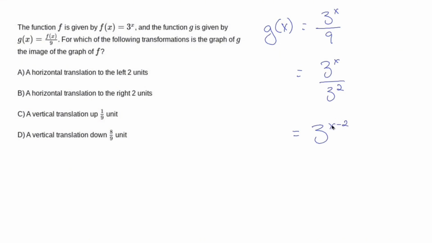This is a horizontal translation, which means you move left or right. Since this is minus 2, the devil's going to tell you to move left 2, but remember, when things are coupled with x, it's the opposite of what it appears. So this guy is actually going to be right 2. So this is going to be a horizontal translation to the right 2 units.